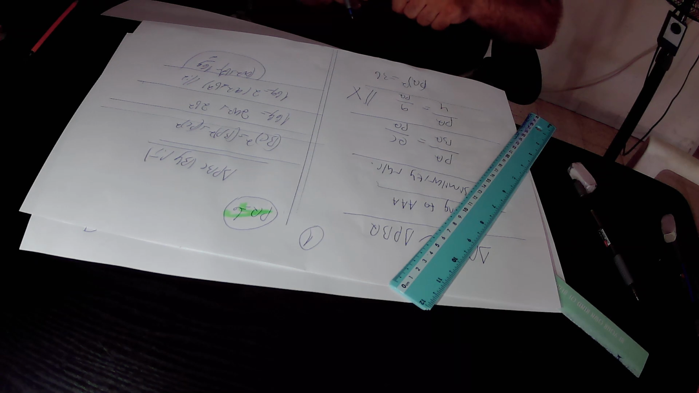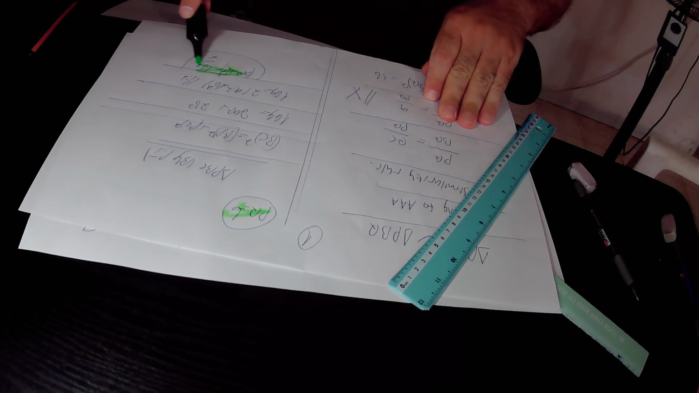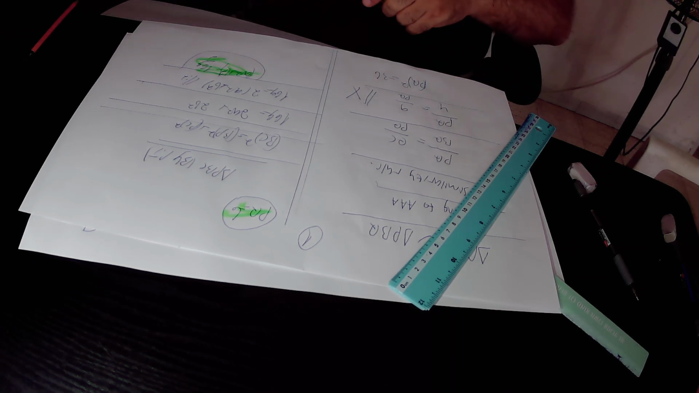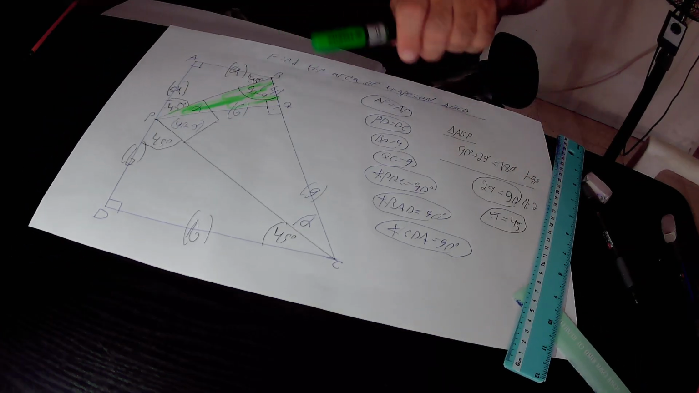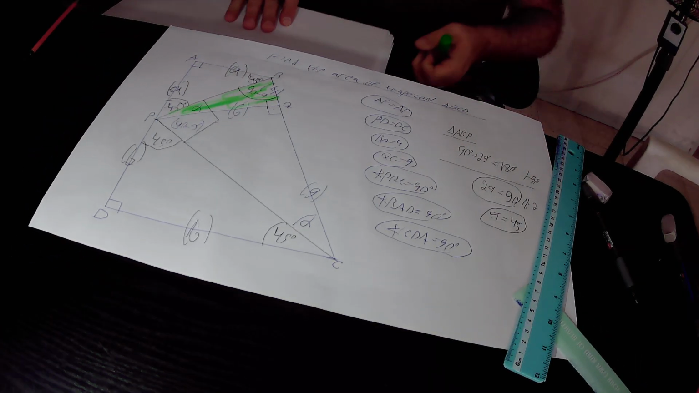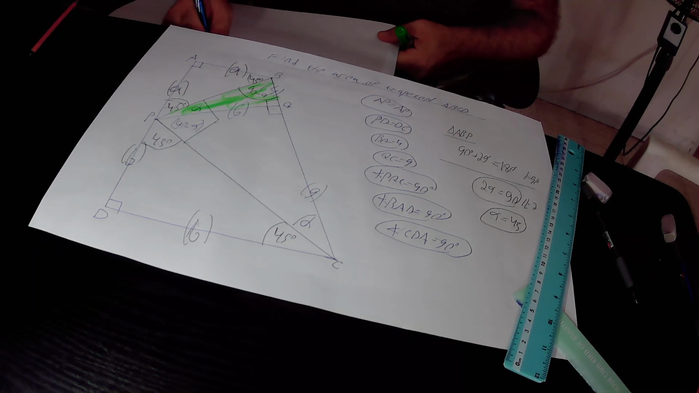To repeat, we found that A squared plus B squared equals 169 over 2. Our mission is to find the area of this trapezoid ABCD. So what is the area of trapezoid ABCD?